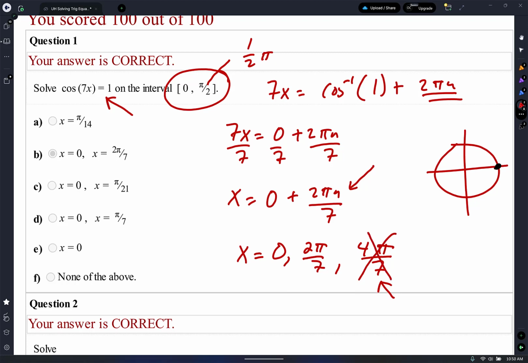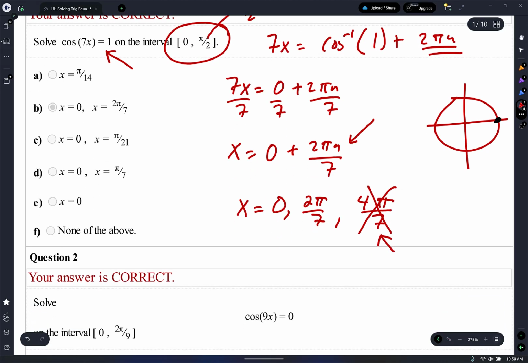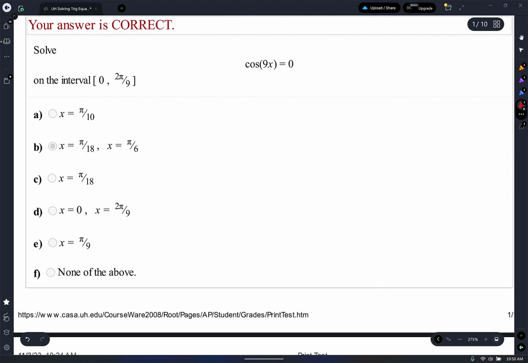Do you see how we're doing it, guys? And if you don't trust that logic, then go ahead and use your calculator and you can just type in pi over 2, see what that digit is. Type in 4 pi over 7, see what that digit is. And you'll see that the 4 pi over 7 is larger than pi over 2. All right, let's go to the next one. All right, so this one.